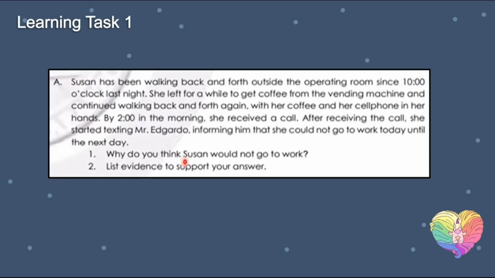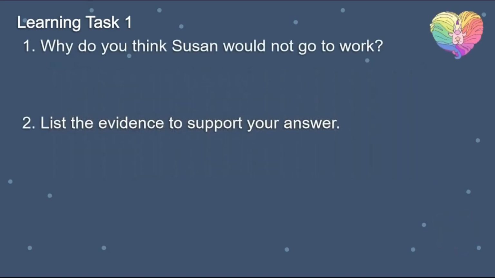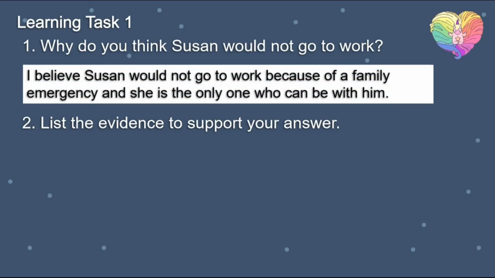So, questions. Number 1, why do you think Susan would not go to work? Number 2, list evidence to support your answer. So, for question number 1, why do you think Susan would not go to work? I believe Susan would not go to work because of a family emergency, and she is the only one who can be with him. So, this is your opinion. And then number 2, list the evidence to support your answer.